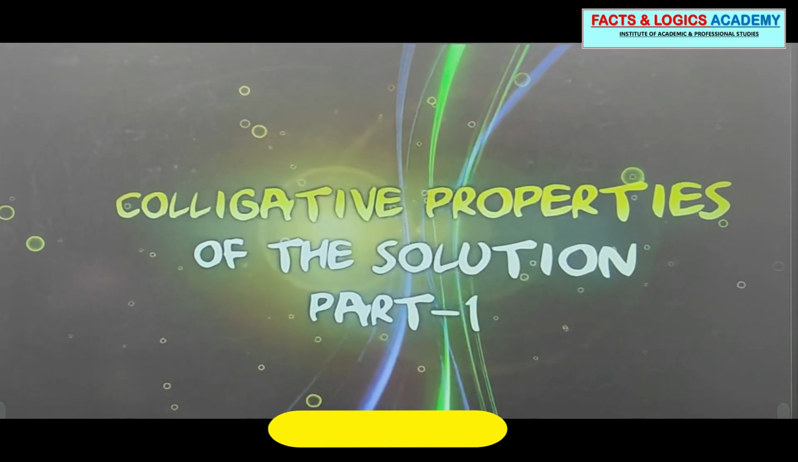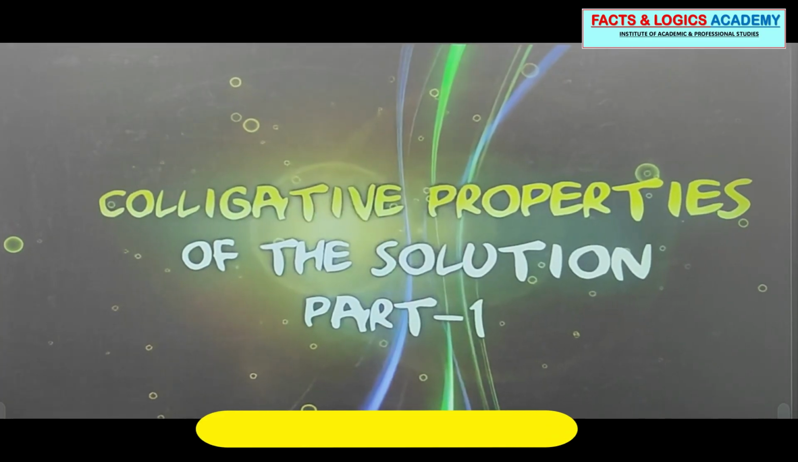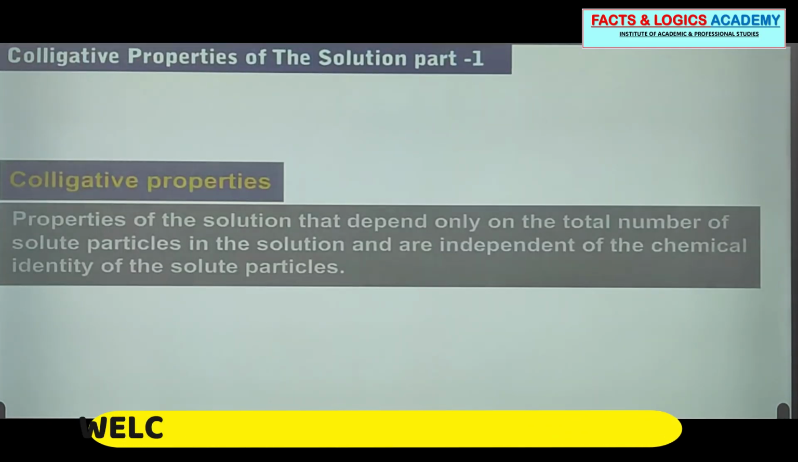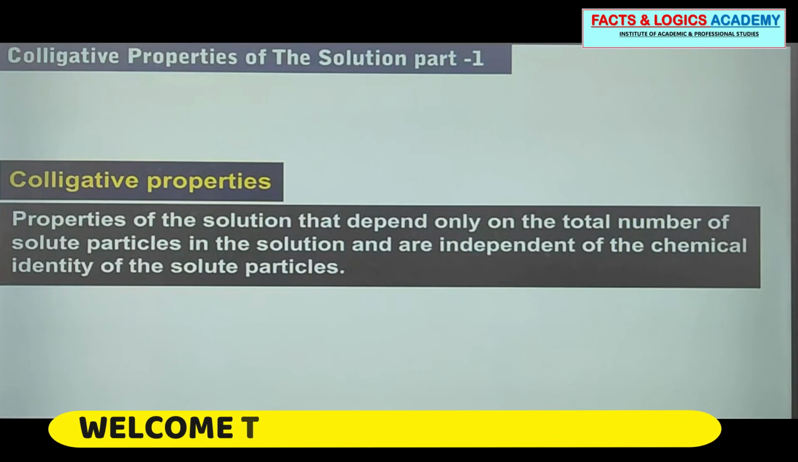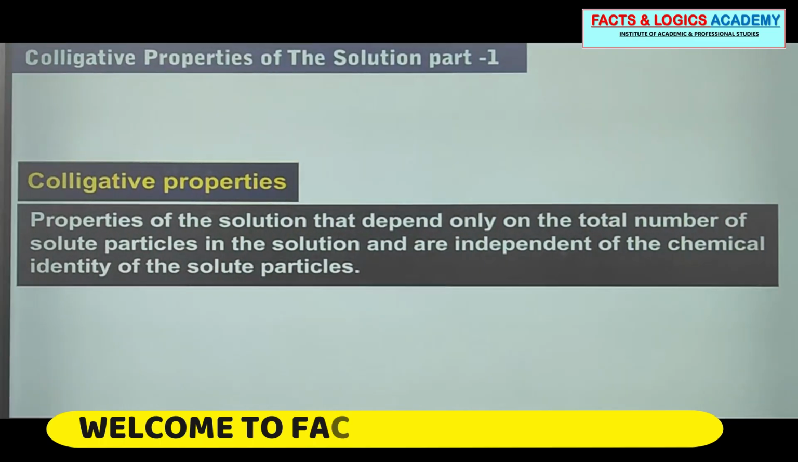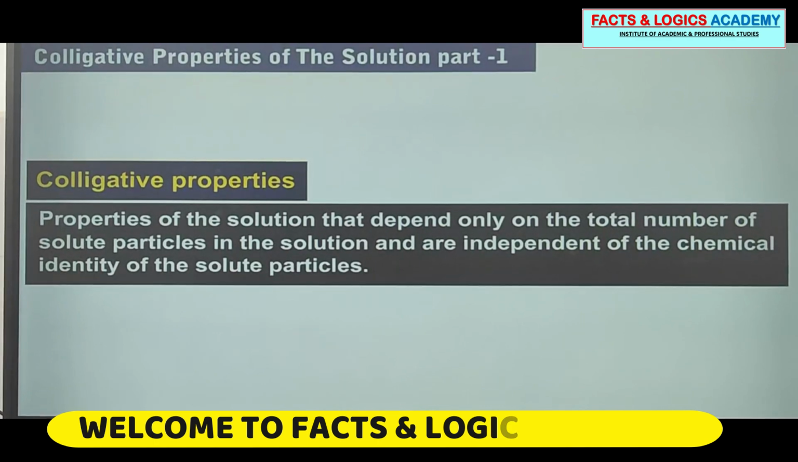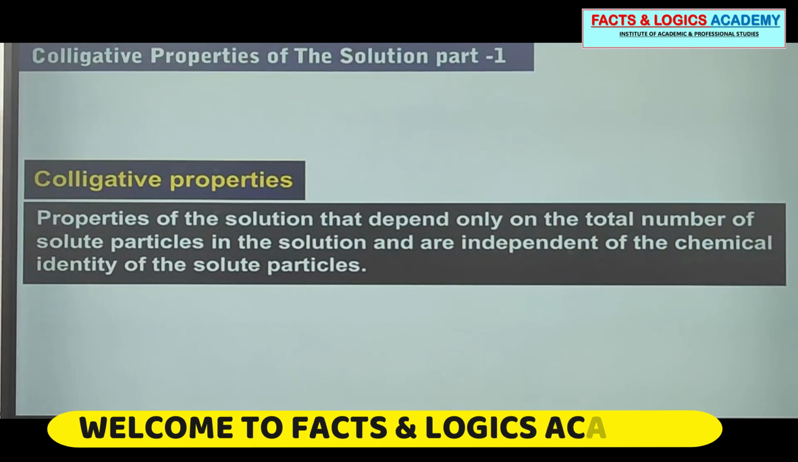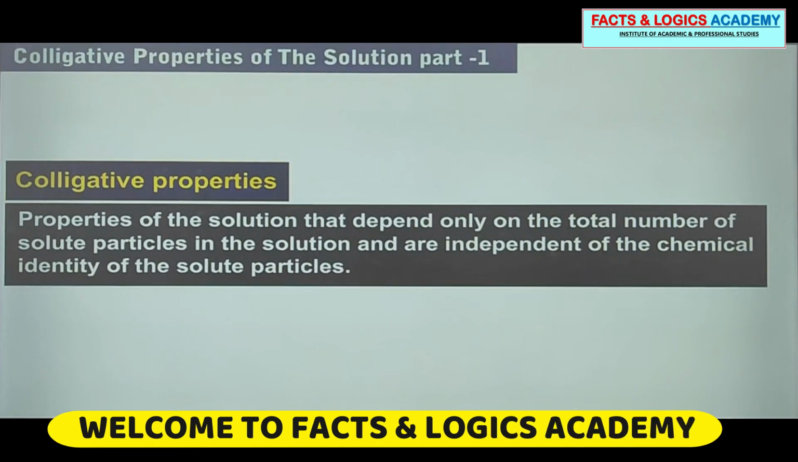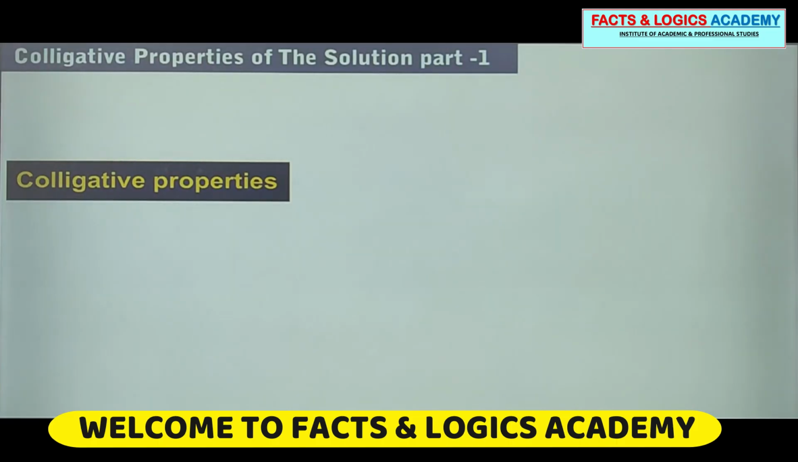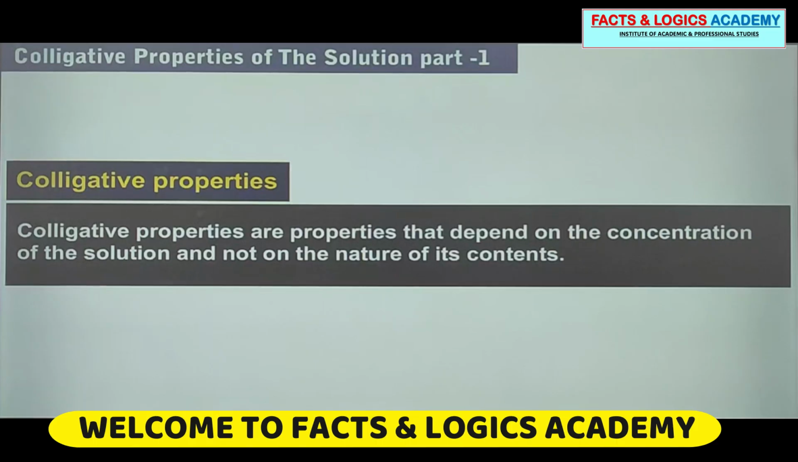properties of a solution. Colligative properties are defined as properties of the solution that depend only on the total number of solute particles in the solution and are independent of the chemical identity of the solute particles. In other words, colligative properties are properties that depend on the concentration of the solution and not on the nature of its contents.